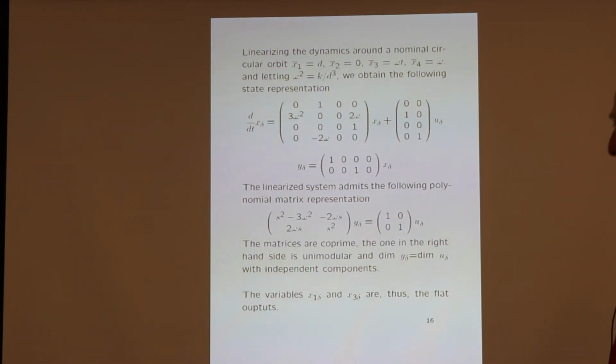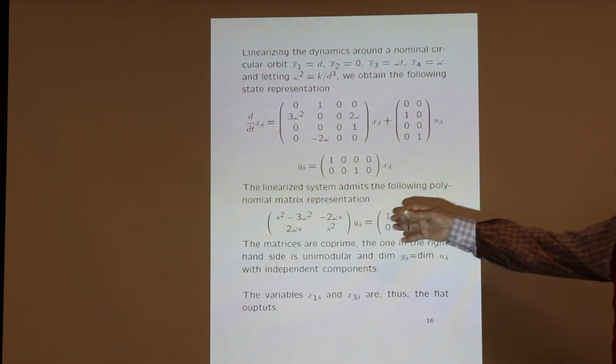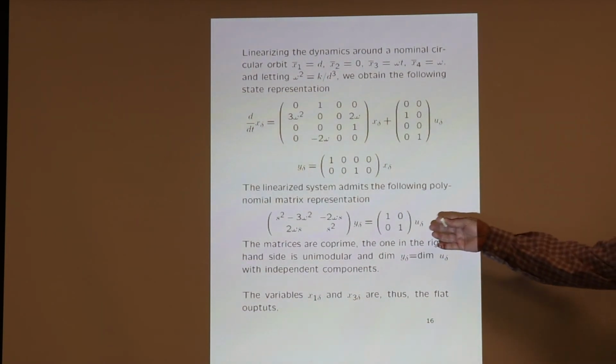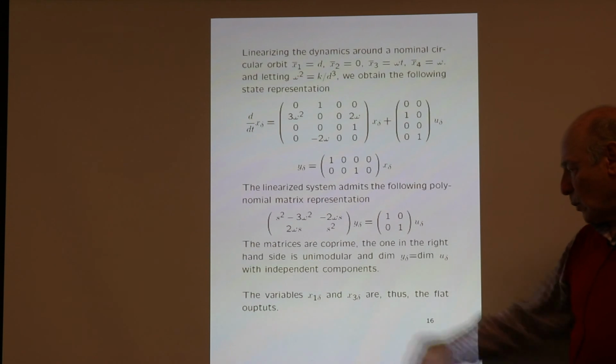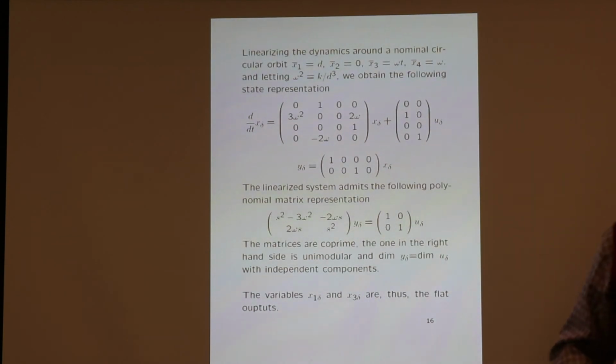And that's very useful, because from here you can immediately propose a control strategy to control each one of the degrees of freedom, which in this case is the radial and the angular orientation of the orbit. So x1 and x3 are the flat outputs. They have a very physical meaning.